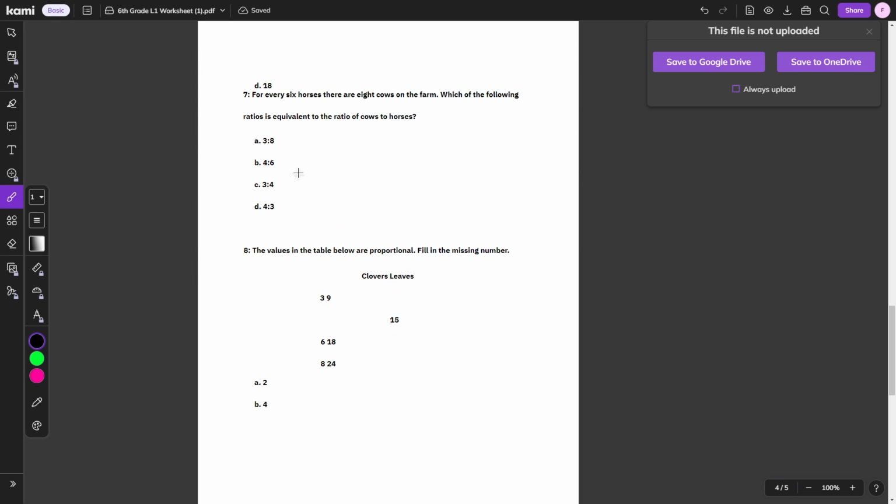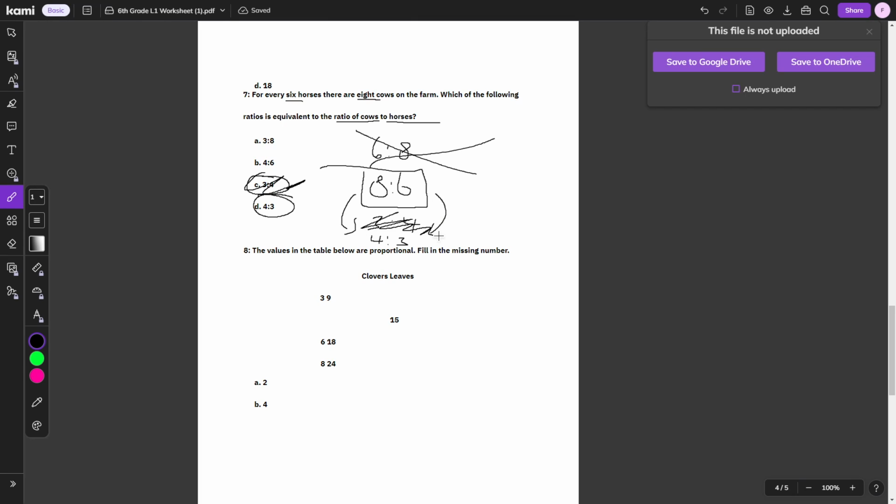For every 6 horses, there are 8 cows on the farm. What is the equivalent ratio of cows to horses? This is what I was saying. You can look at 6 and 8 and say, oh, that's the base ratio. But no, it says cows to horses. There's 8 cows and 6 horses. So this is the base ratio. Answer number 7 is C. Why? 3 to 4. No, it's not C. It's D. 4 to 3. Why? You divide both sides by 2, and you get 4/3.